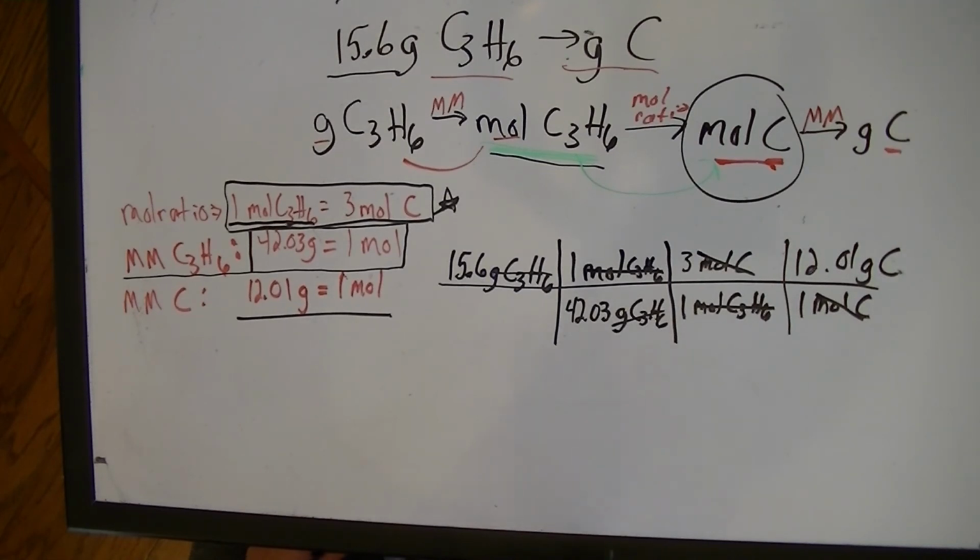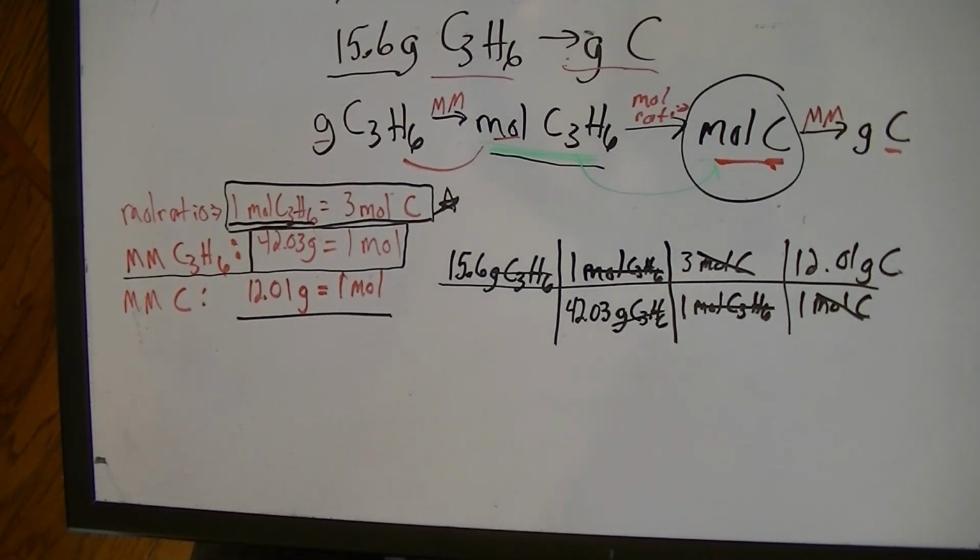Okay, and we're going to do more problems like this in stoichiometry as well, so this won't be the only one you see. All right, so a lot of stuff there. Let's calculate it out. Remember, we're multiplying across and then dividing by what's on the bottom. So 15.6 multiplied by 3 multiplied by 12.01, and all of that is going to be divided by 42.03.